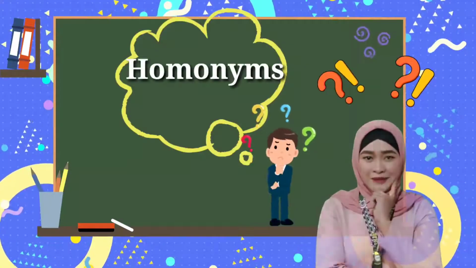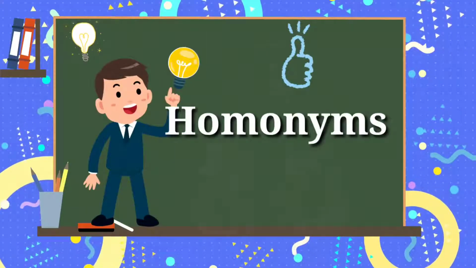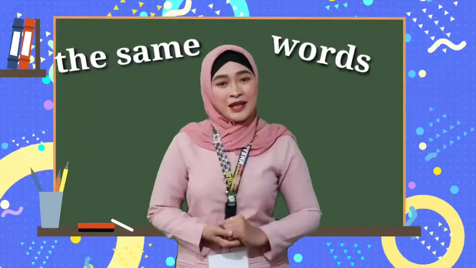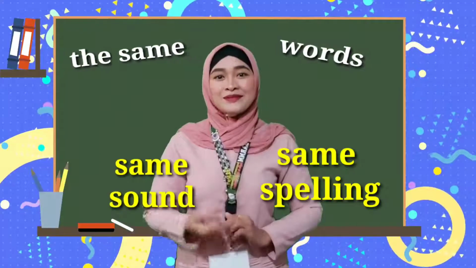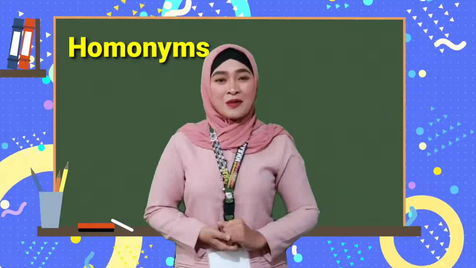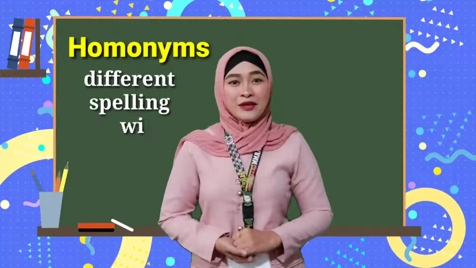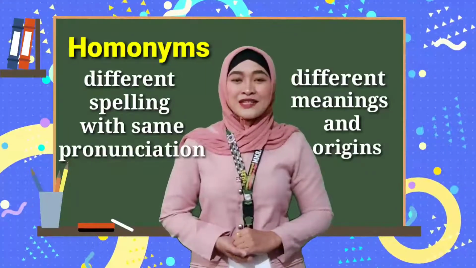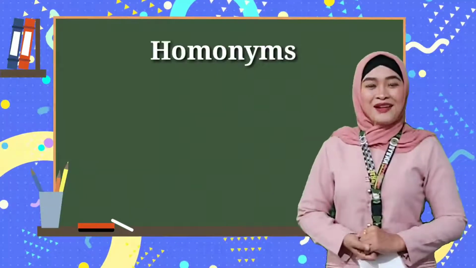How about homonyms? Homonyms can be words that are the same, meaning they have the same spelling and they have the same sound. Examples are ruler, ruler. Another examples are meal, meal. Homonyms may also have different or same spelling with same pronunciation but different meanings and origins, such as fair, fair, higher, higher. Here are other examples.